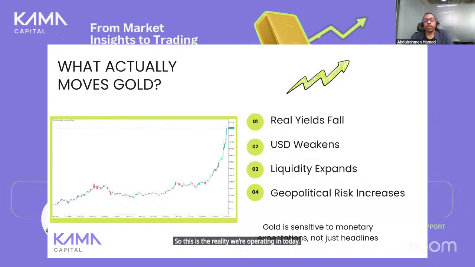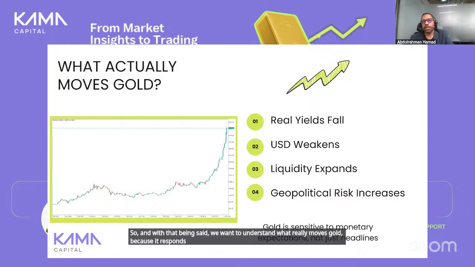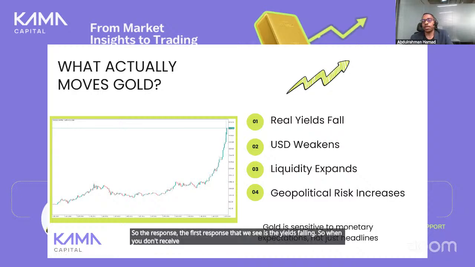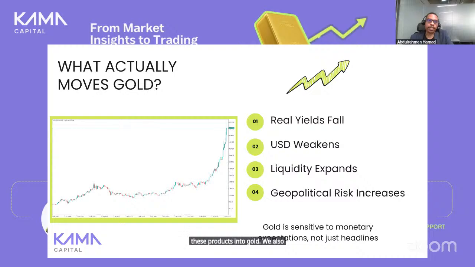So, with that being said, we want to understand what really moves gold, because it responds to certain things. It doesn't move haphazardly as we sometimes might think. So the first response that we see is the yields falling. So when you don't receive money in your saving account or interest, and bonds stop paying lucrative interest rates, we see people shifting their focus from these products into gold. We also see at the same time, once that happens, weakening of the US dollar.